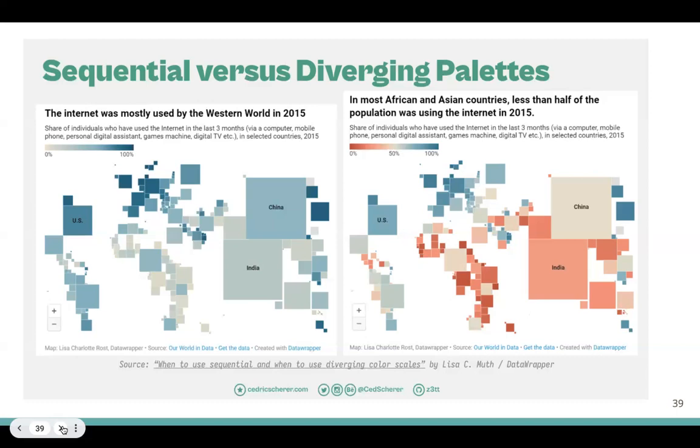So this is how it differs on what story you're telling. On the left, you can see that generally a decent part of the world has internet. It's mostly used in the West, but other countries have it as well. The diverging palette on the right is a bit more important or a bit more stark here, because it really conveys that critical midpoint of do more or less than half of your population use the internet.